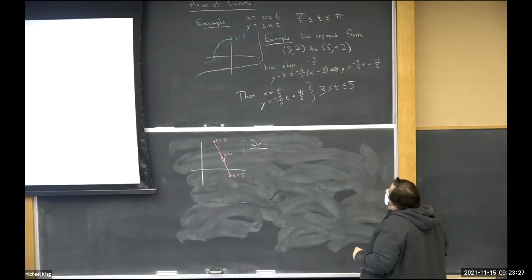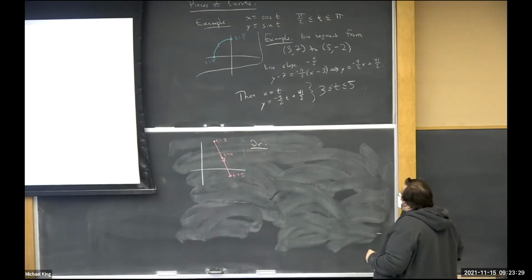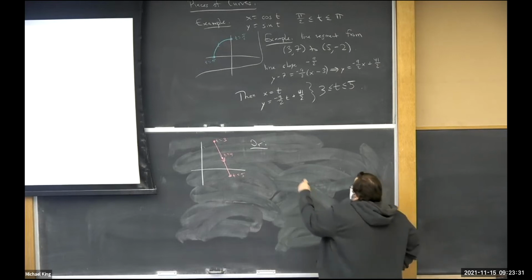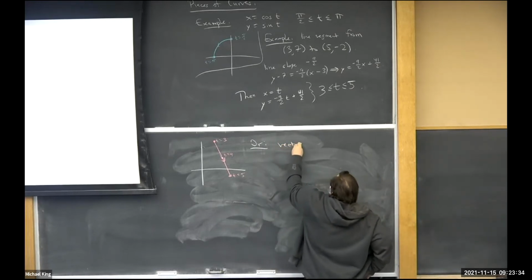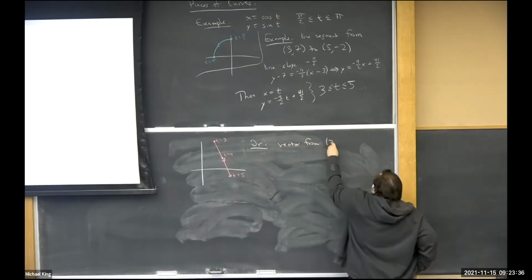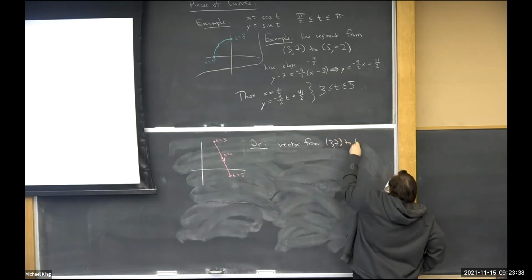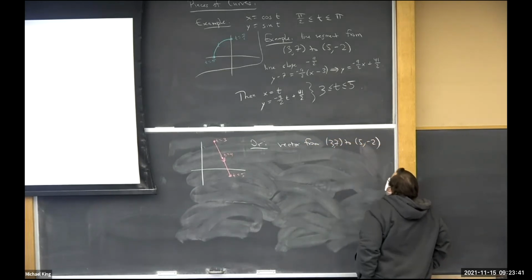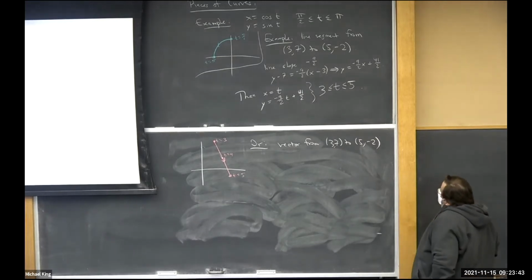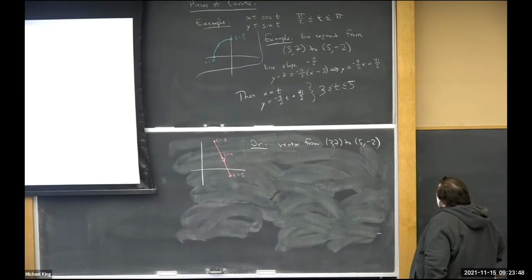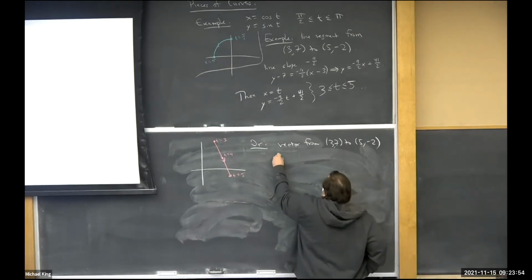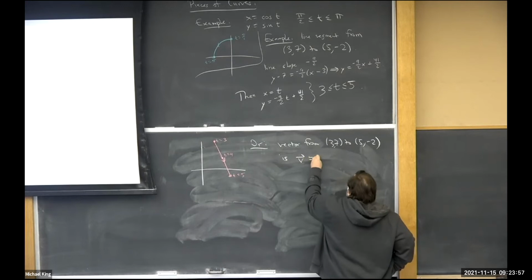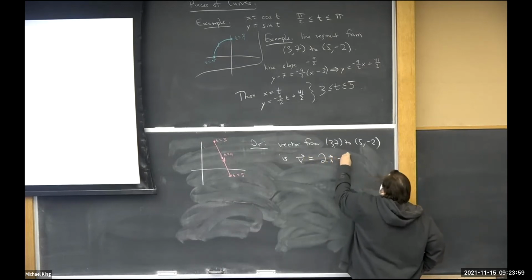But one way to think about this is, let's think about the vector. What's the vector from (3, 7) to (5, -2)? We go over 2, down 9. So that's 2i minus 9j.